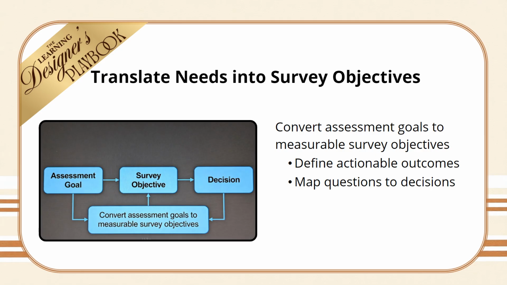Use a simple matrix: objective, question, intended decision. This keeps stakeholders aligned and justifies survey length. Set thresholds for action, for example, if 30% report low confidence, create targeted training. Include both closed questions for prioritization and open questions for root cause insight. Document these objectives in a survey brief to ensure clarity across the project team.